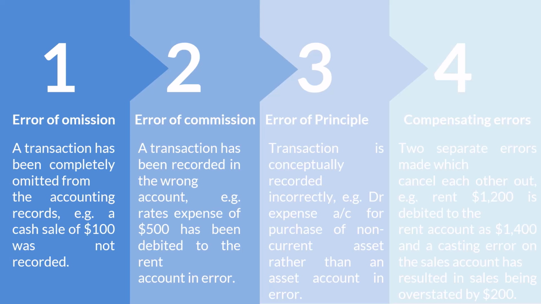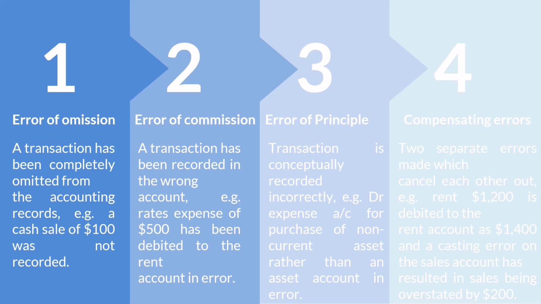The first one is the error of omission. So this is a transaction that has been completely omitted from the accounting records. For example, a cash sale of $100 that hasn't been recorded. No debit, no credit. The trial balance will balance, and yet the error is there. There's also the error of commission, where a transaction has been recorded in the wrong account. So for instance, rates expense of $500 has been debited to the rent account. This is an error, and yet the trial balance will balance.